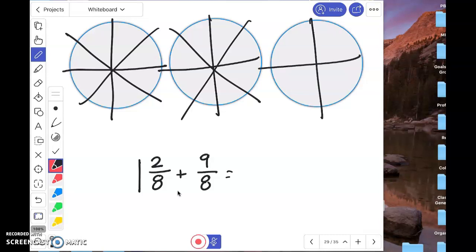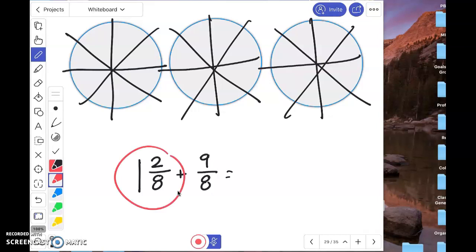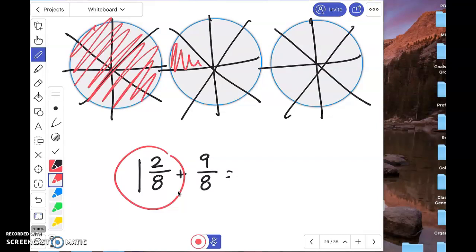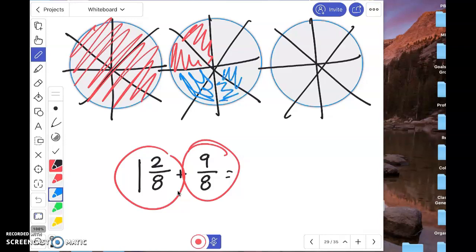And these are quick sketches. Okay, so I'm going to start with 1 and 2/8. Okay, this is 1 and 2/8. Now I've got to add on 9/8. I'm going to do it this way. 1/8, 2/8, 3/8, 4/8, 5/8, 6/8, 7/8, 8/8, 9/8.